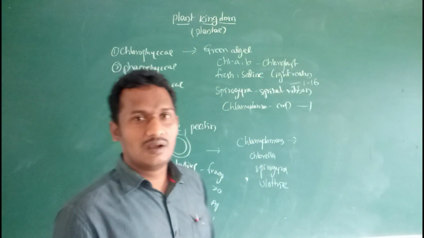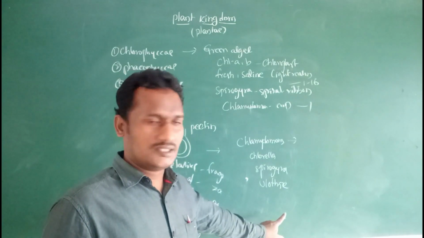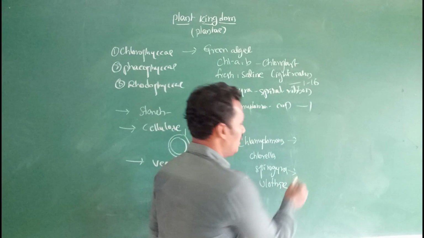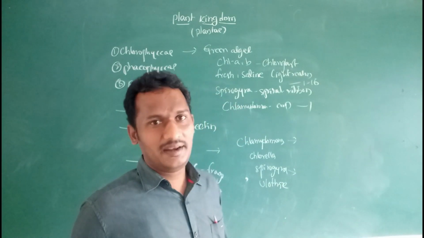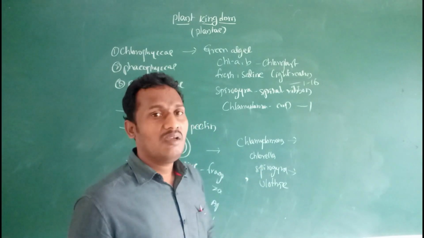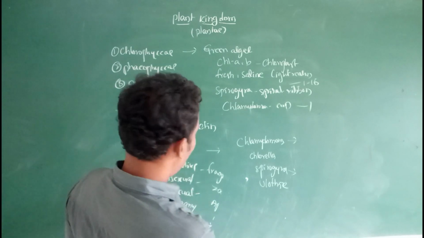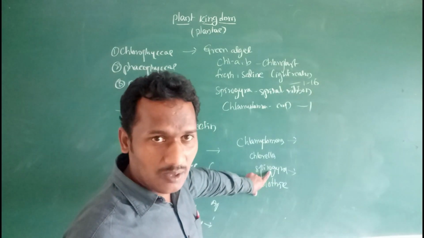In Ulothrix, both gametes are morphologically similar. In Spirogyra, they are morphologically similar but non-motile. This one has a physiological anisogamy. The best examples for isogamy are Ulothrix and Spirogyra.